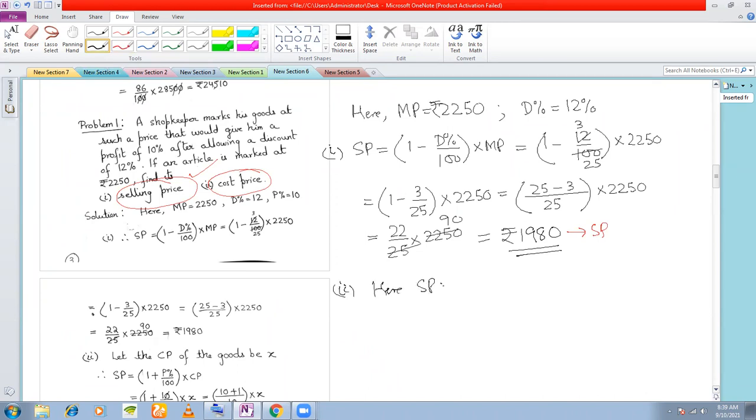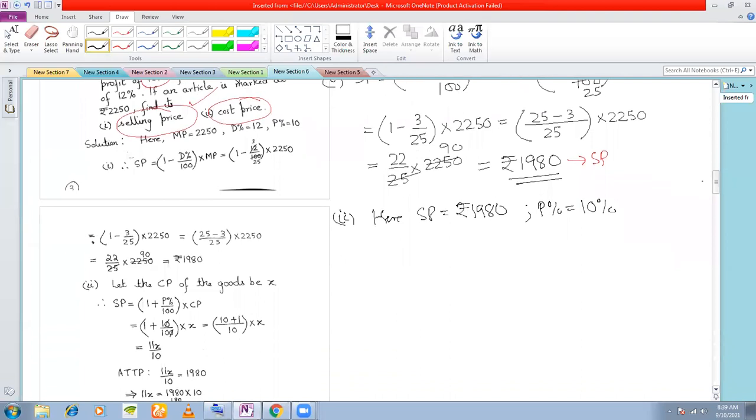Selling price, how much have we found out? 1980. And by selling at this price, how much profit is he making? He is making a profit of 10%. So P% is given to be 10%. When you know the profit percentage and the selling price, how do you find out the cost price? You assume the cost price to be X.